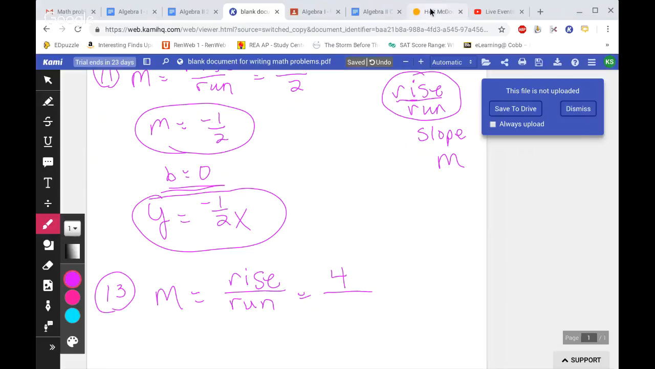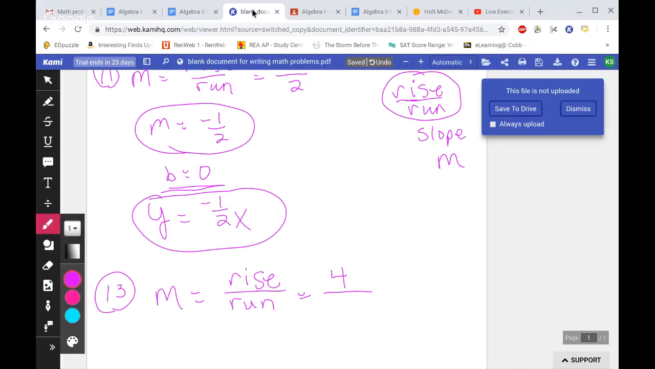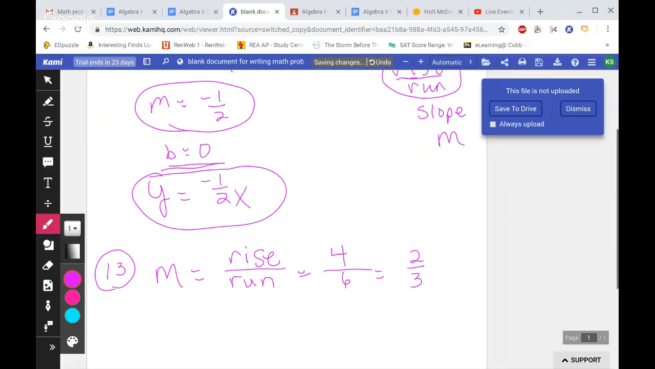And now we're going to go back and look at the run. Which is 6. The run. It's 6. Good job. Which this can be reduced. 2 will go into both of them. Yep, 2 over 3. Where did he get the 4?